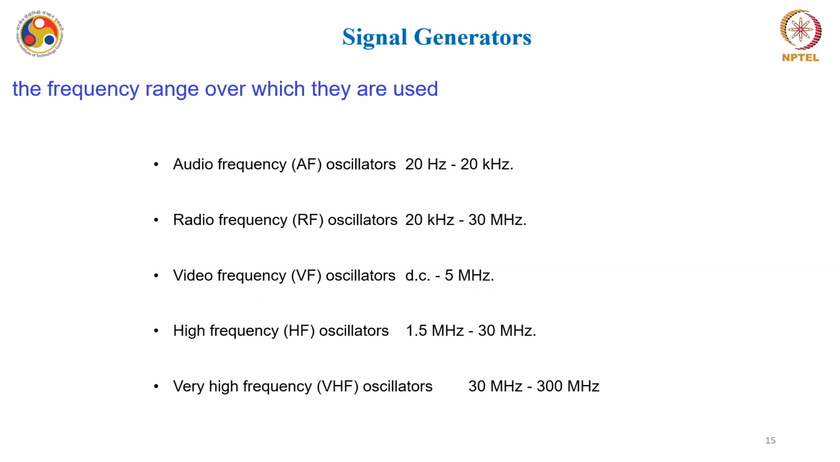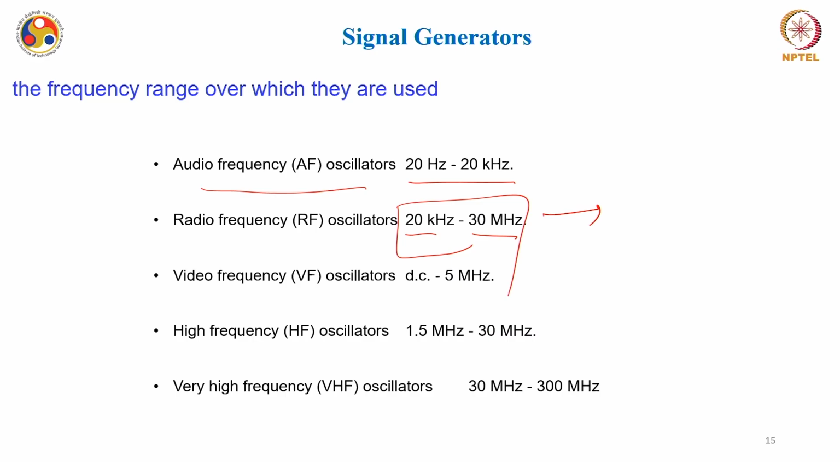Based on the frequency range over which they are used, the oscillators are of different types. We have the audio frequency oscillator, which can typically generate a range of 20 hertz to 20 kilohertz. RF oscillators are like 20 kilohertz to 30 megahertz. Of course, this is a wide range and it can even go beyond, but right now we are considering the low RF range only.